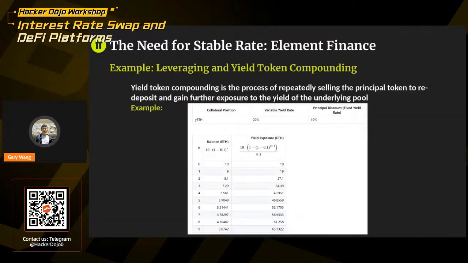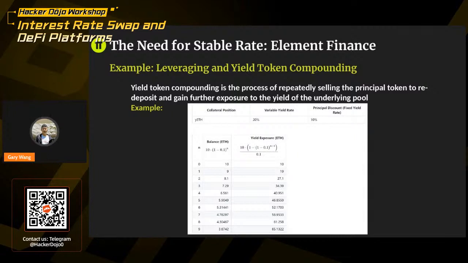And this slide shows an example of leveraging yield token compounding. Yield token compounding is the process of repeatedly selling the principal token to redeposit and gain further exposure to the yield of the underlying pool. Since you are going to sell the principal token, it's one of the possibilities that will happen. If you're going to short the principal token, you can do this. You can do the yield token compounding.